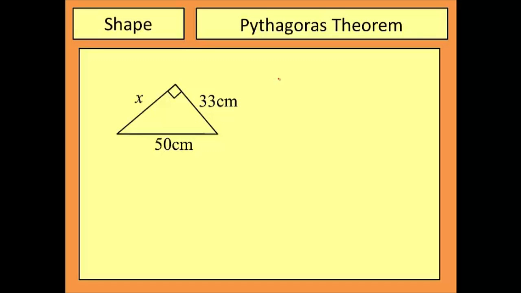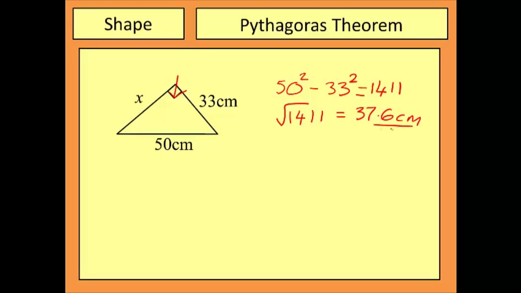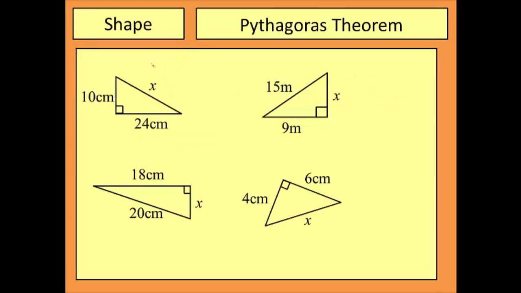In this example, take care not to be confused that the hypotenuse is always the diagonal length. It's not. In this case, the right angle points towards the hypotenuse, which is sat on the base. So in this case, the hypotenuse, the longest side, is 50. We square this and subtract the square of the other short side to give us 1411. Again, we need to square root this, which gives me a final answer of 37.6 centimetres. Here are some questions for you to have a go at yourselves. Pause the clip here. When you're ready for some answers, hit play.